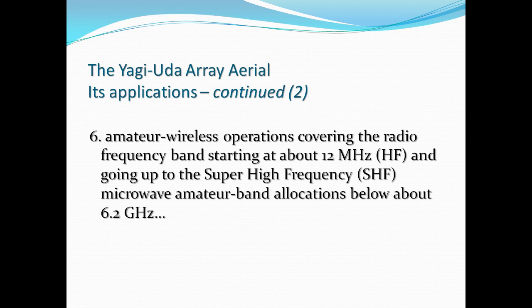Its applications continued. Number 6, amateur wireless operations covering the radio frequency band starting at approximately 12 MHz and going up to the super high frequency microwave amateur band allocations below about 6.2 GHz, which is longer than about 4.84 centimeters in wavelength. If you try to manufacture a Yagi-Uda array aerial for frequencies shorter than 4.84 centimeters approximately, you'll find the aerial aperture is too small for the Yagi principle to work properly. So you don't usually build Yagi aerials to receive wavelengths shorter than approximately 4.84 centimeters, which means you don't usually go above 6.2 gigahertz.